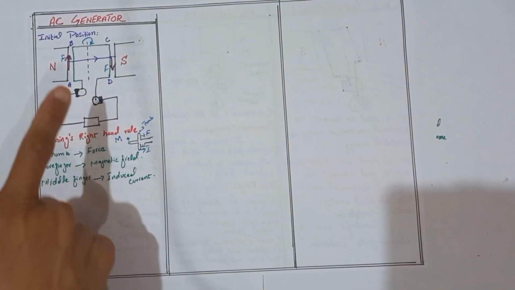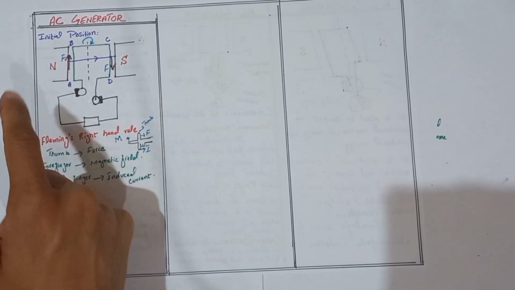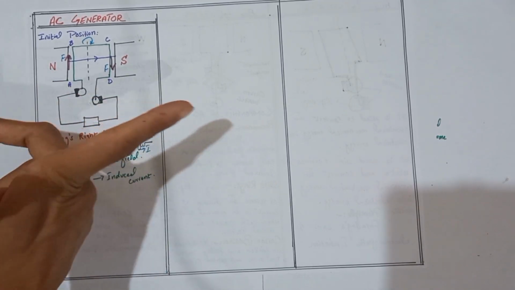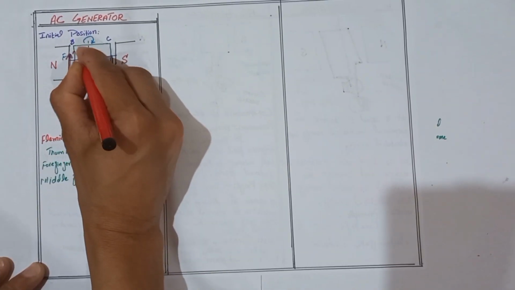If we apply Fleming's right hand rule on this side of the coil, we see that the force is upward, so the thumb is upward. When the thumb is upward, the forefinger shows the direction of the magnetic field line, and this finger shows the direction of the current. So here the direction of current is upward.